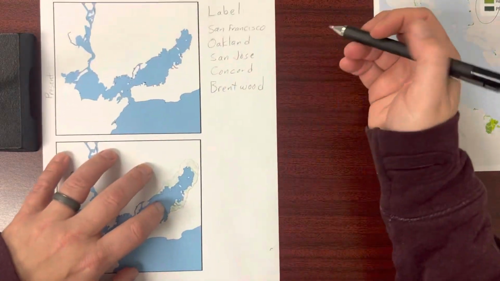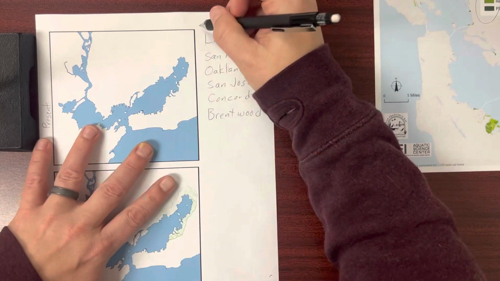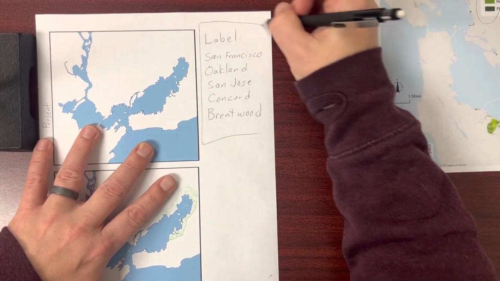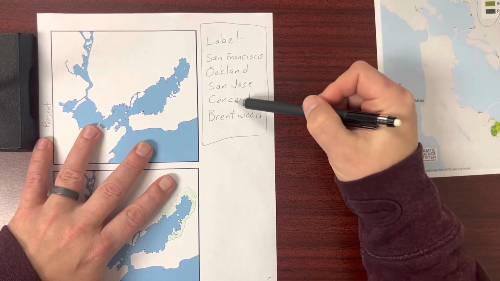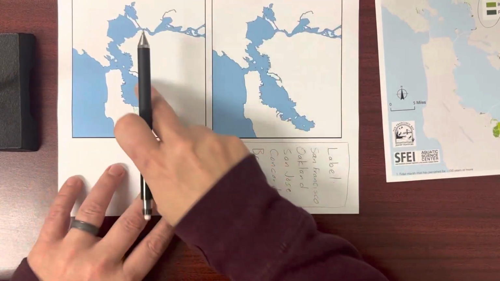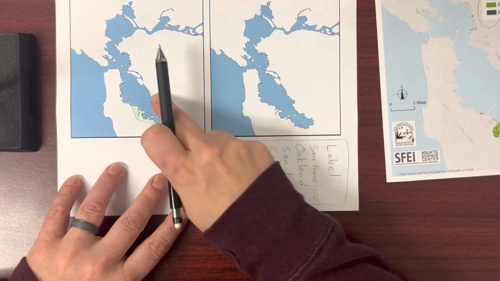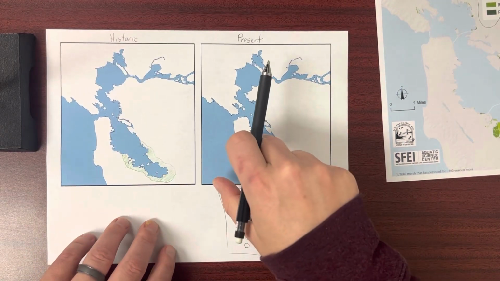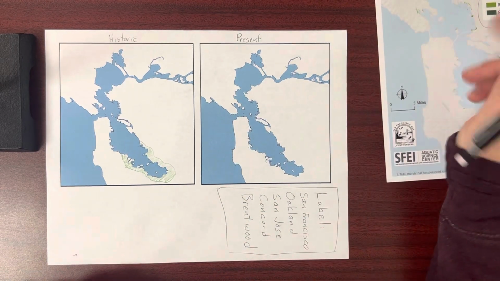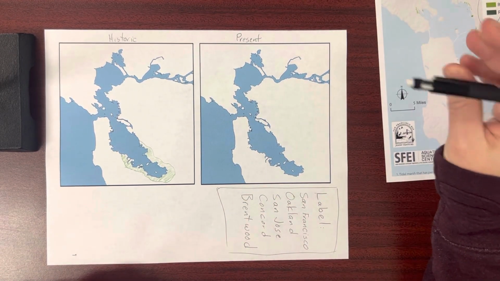Last thing, on both maps, I want you to label these 5 cities: San Francisco, Oakland, San Jose, Concord, and Brentwood. Do that for both the historic and the present, okay? Because we have to get an idea of where things are in the Bay. We have to have a sense of geography. All right, thank you very much.